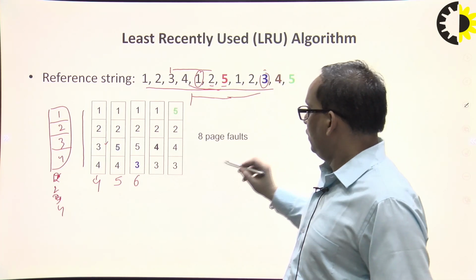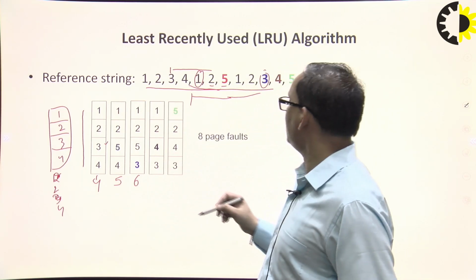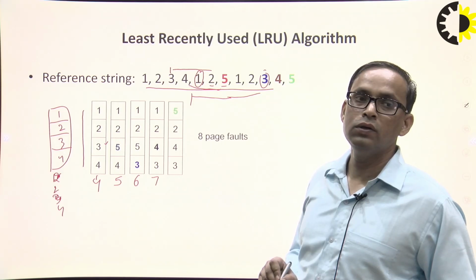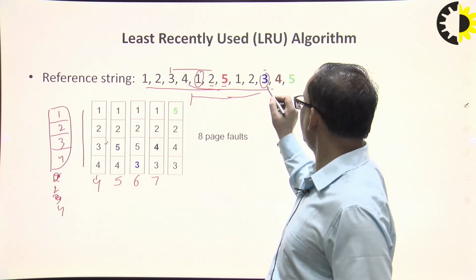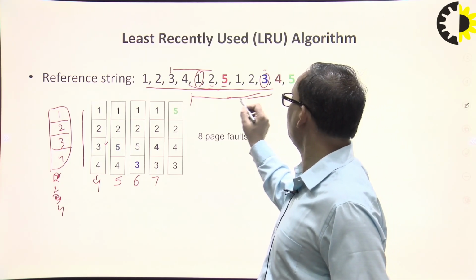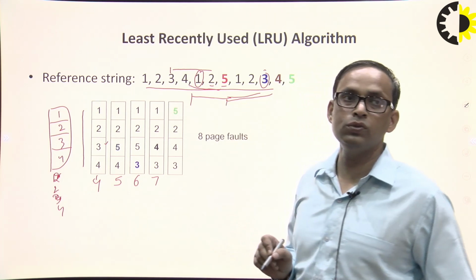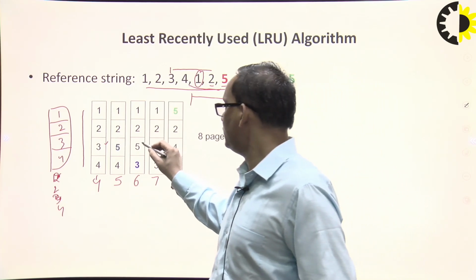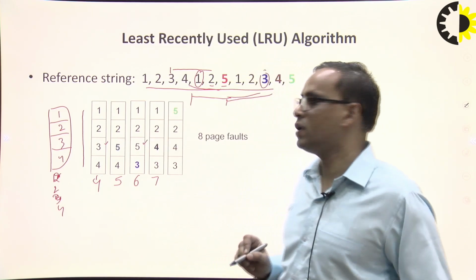Now 4 is not present in main memory, so the value of page fault will increase by 1. It will become 7. So which page will be selected for replacement? 3, 2, 1, 5. 5 is not referred by the CPU for the longest period of time. So page 5 will be swapped out and page 4 will be swapped in.